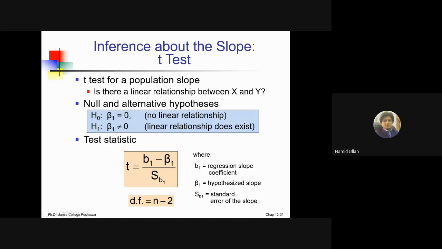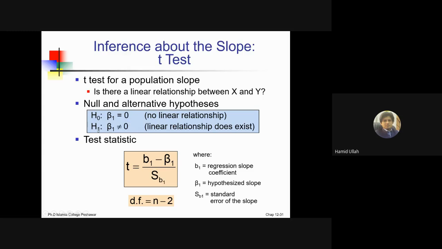Or in simple words, you can even state the null hypothesis differently. It is not necessary that we state that beta 1 is equal to 0. You can write here that there is no statistically significant relationship between X and Y. You can simply write it this way: H naught, there is no statistical relationship between X and Y, your dependent variable and your independent variable.